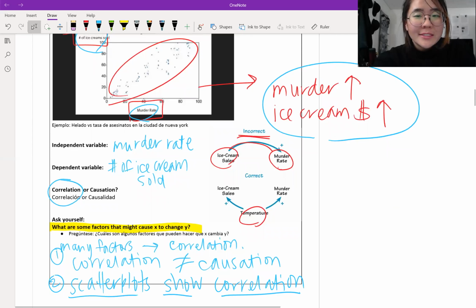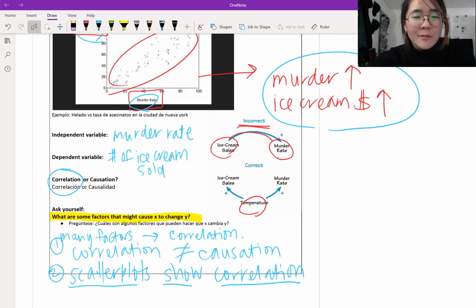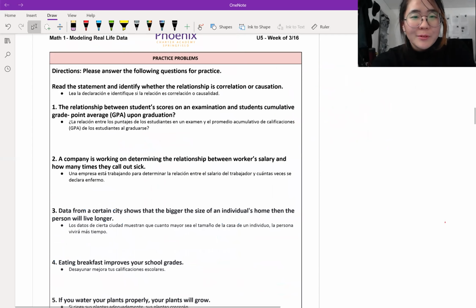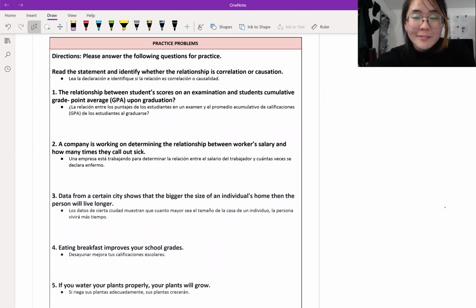So take this moment, write this down. And once you're done, I want you to move to the next page. So we're gonna do one practice problem together. And then after that, you guys are ready to go finish the rest of that packet.